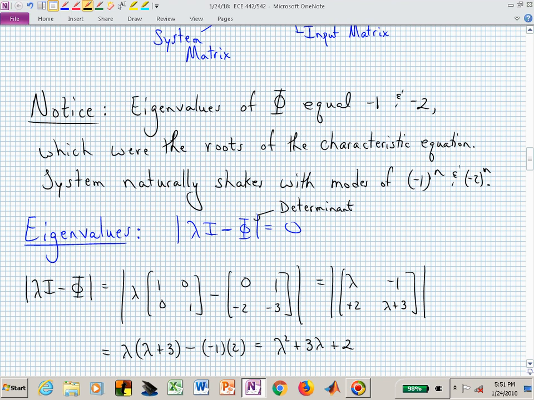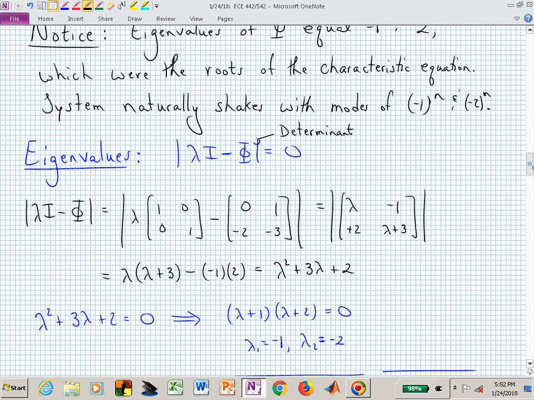And we end up with lambda squared plus 3 lambda plus 2, which should make us feel very comfortable because that's what we had in our characteristic equation before, or our characteristic polynomial. That's the characteristic polynomial. When we set it equal to 0, it becomes the characteristic equation. And that's what we had done before.